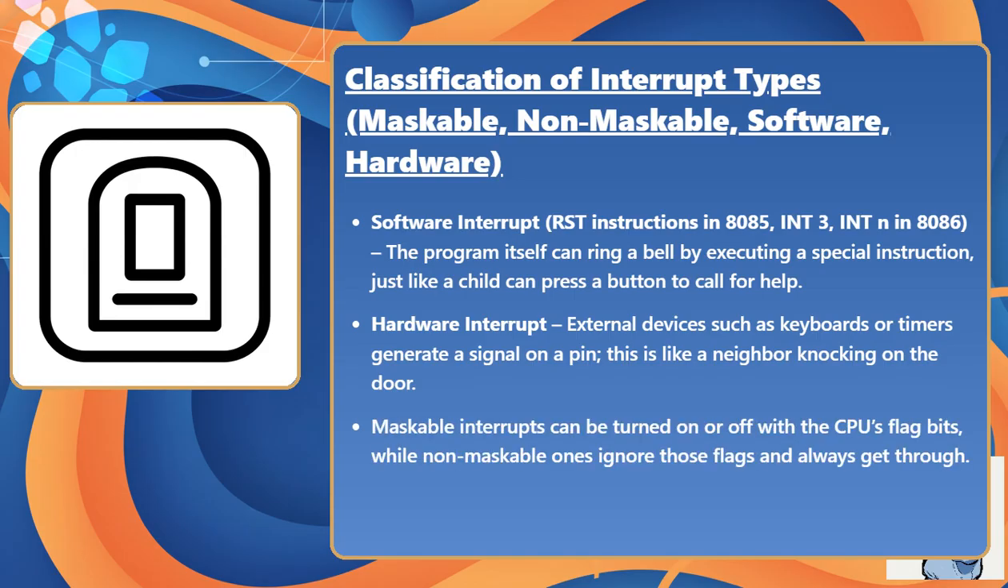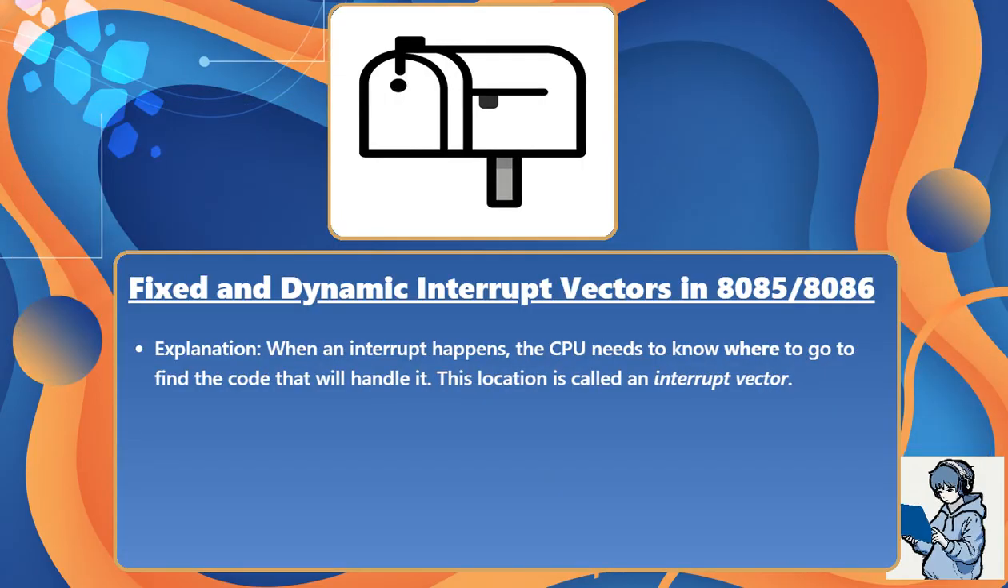Maskable interrupts can be turned on or off with the CPU's flag bits, while non-maskable ones ignore those flags and always get through. Explanation: when an interrupt happens, the CPU needs to know where to go to find the code that will handle it. This location is called an interrupt vector.